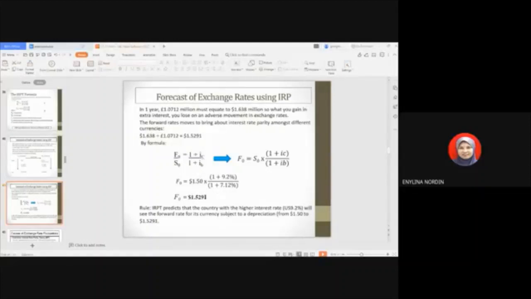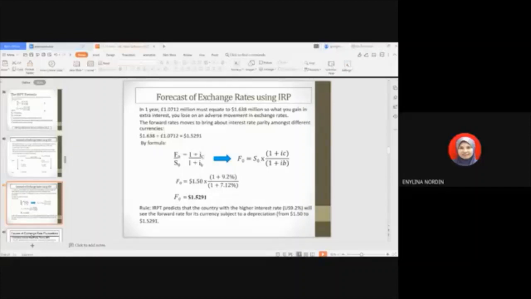So it's going to be higher in 1 year's time. So what does it mean? That means the US dollar is going to depreciate against the pound. If we want to convert into pounds, they have to pay more dollars.